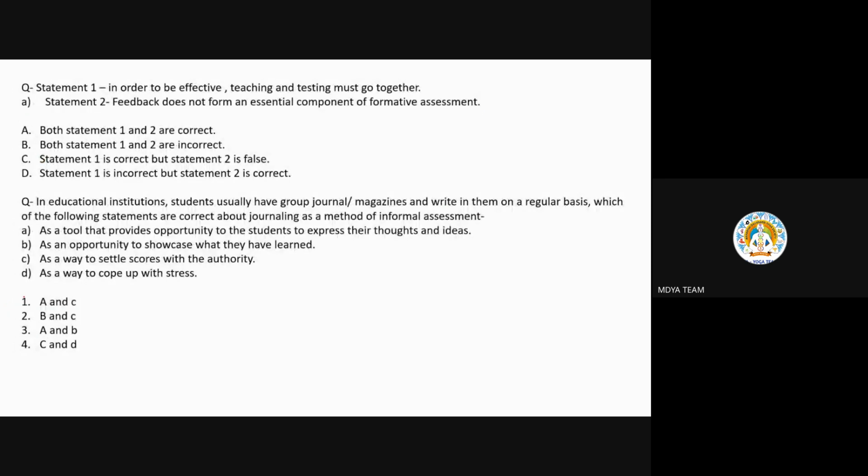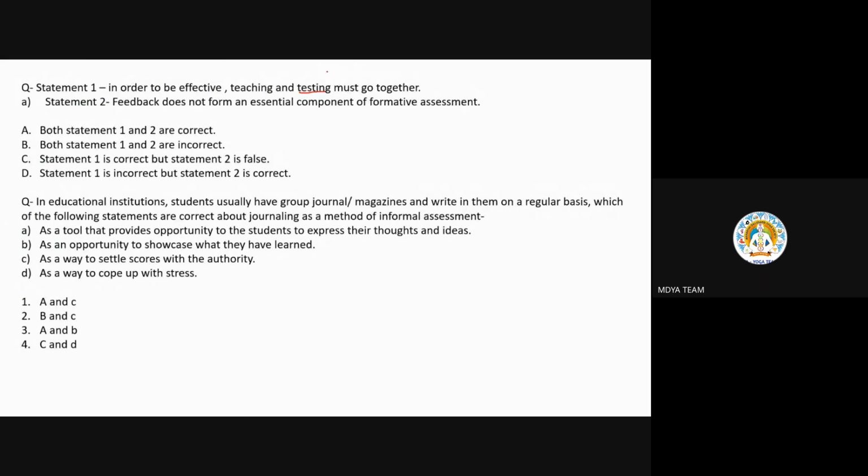Next question. First, in order to be effective, teaching and testing must go together. Here, testing is what? Evaluation. In order to be effective, teaching and testing, or evaluation, must go together. Second, feedback does not form an essential component of formative assessment. Option C: statement 1 is correct, but statement 2 is false.